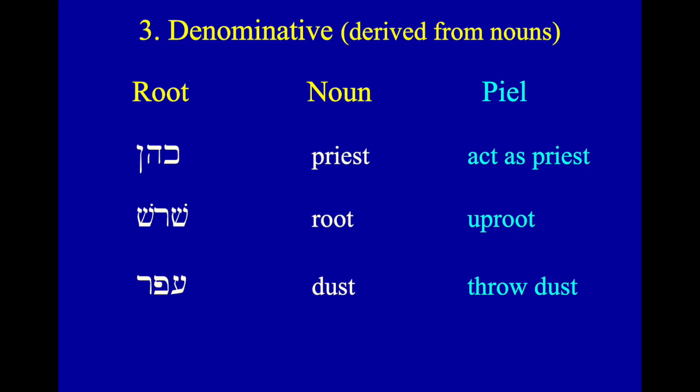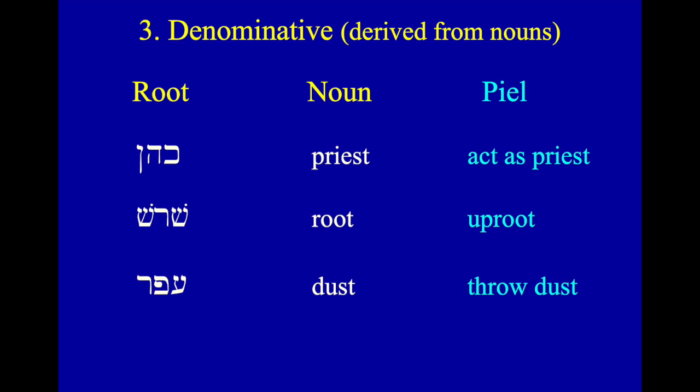So kahan, or you've learned kohen, right? That's a priest, right? The root kaf he nun, I'm sorry, I said kof. Kaf he nun means priest, right? That's the basic root to be a priest or something like that. In the Piel, that would be like to act as a priest, to do the priestly things.